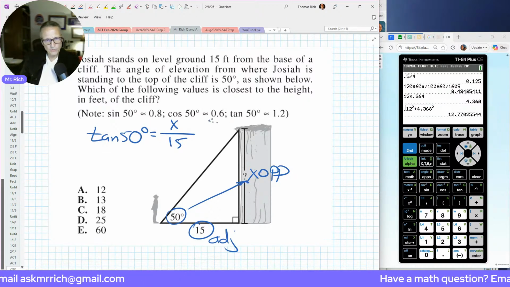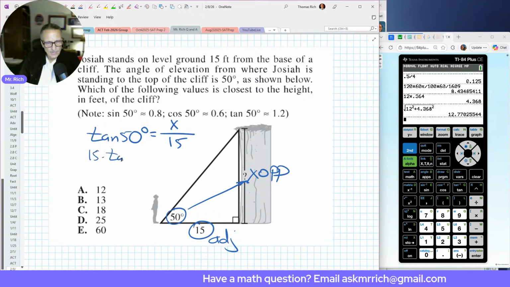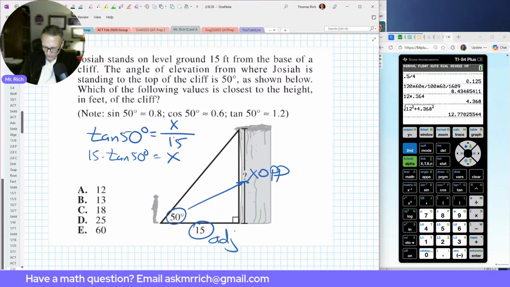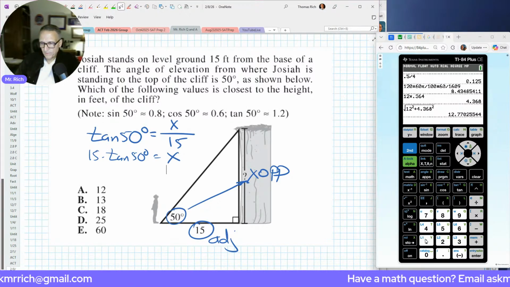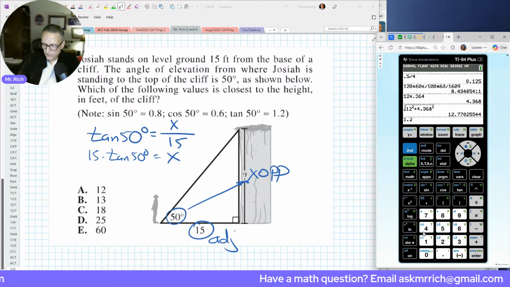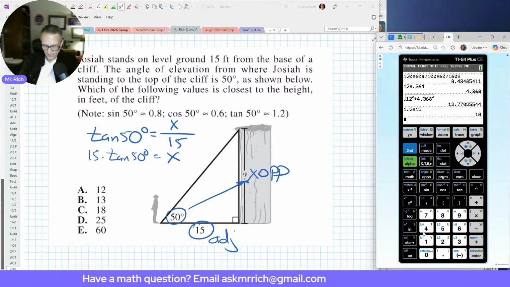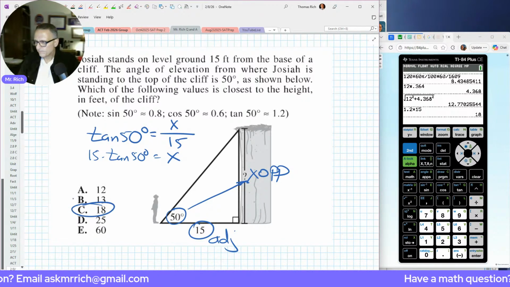And so what I can do is multiply both sides of this by 15. 15 times tangent of 50 degrees would be equal to x. I will use their number here for tangent of 50. So I'm going to put 1.2 and multiply that by 15, and I'm getting an answer of 18. There it is. Problem solved.